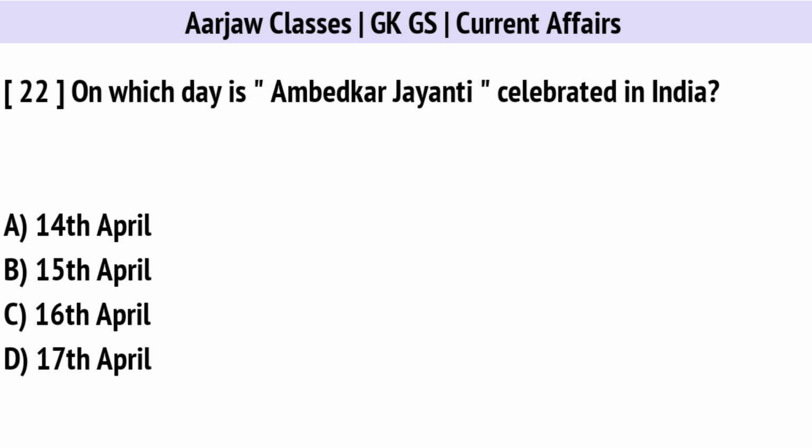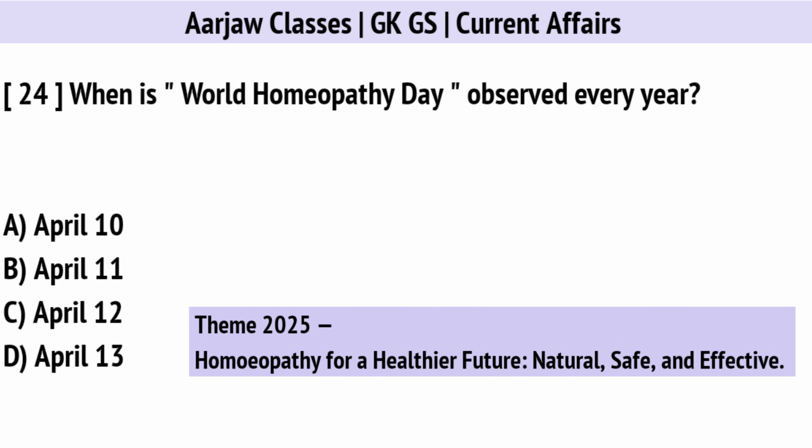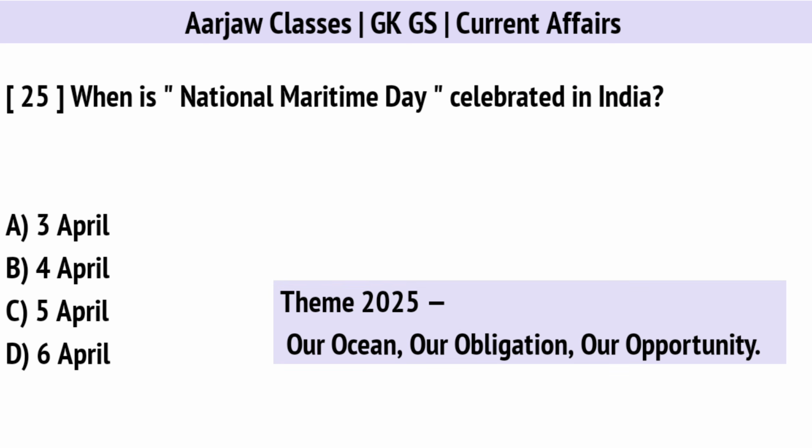On which day is Ambedkar Jayanti celebrated in India? Correct option is A. On 14th April. When is World Homeopathy Day observed every year? Correct option is A. On 10th April. When is National Maritime Day celebrated in India? Correct option is C. 5th April.